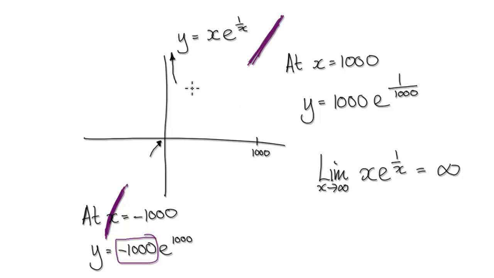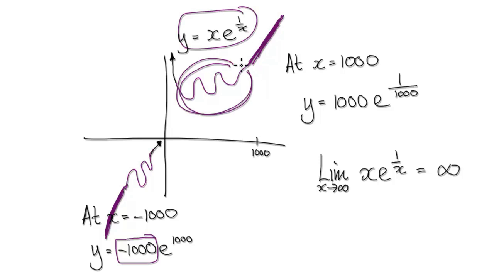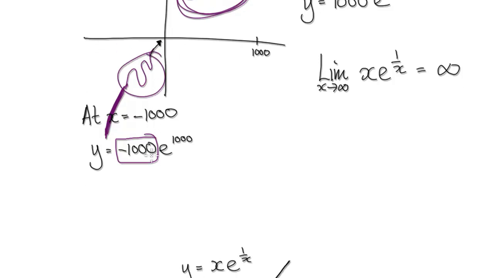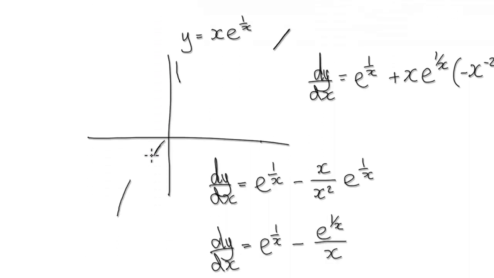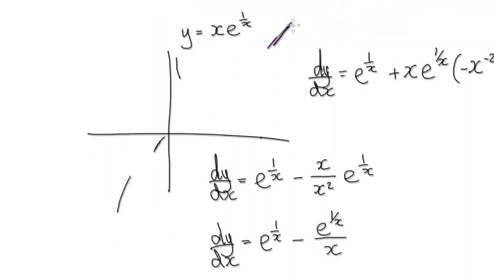So we guess the graph could look something like this. And then on this side, we guess it's going to look like this. But it could also look like this. It could wobble, and it could wobble like this. So we need to look at the derivative of this thing here to investigate if it truly does this. Okay, so let's look at the gradient graph. So let's differentiate it. We know it's going to be big, we know it's going to be negative big. So now let's differentiate this.